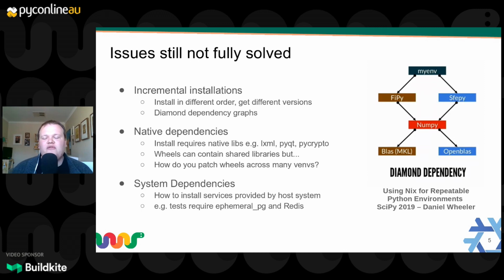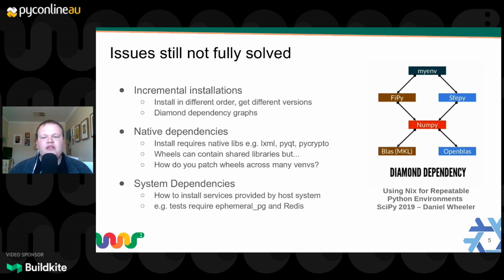This is Anaconda building a thing called MyEnv. If you ask Anaconda to install FiPy, which is a differential equation solver, it will go and get NumPy for you, and it will build it with the BLAS MKL backend. If you then install SfePy, that also requires NumPy, and it will just use the one that's there. But if you install SfePy first, which is a finite element package, that requires NumPy, but it requests it to be built with OpenBLAS as the backend.